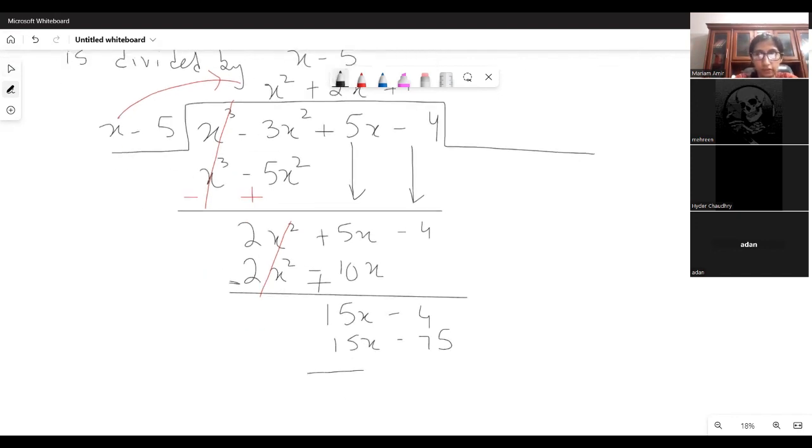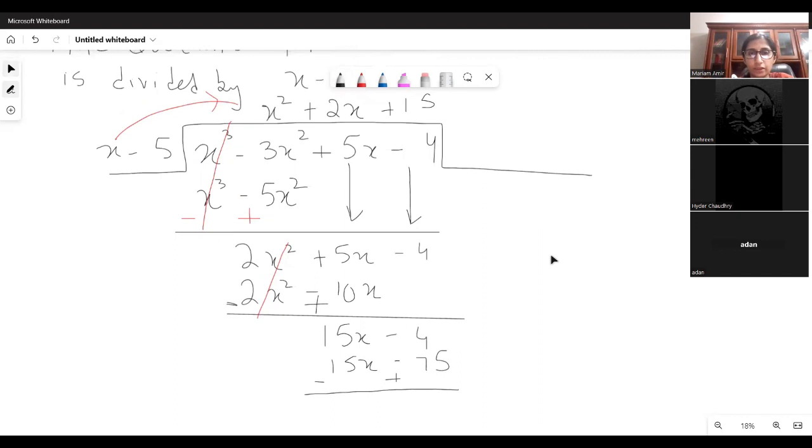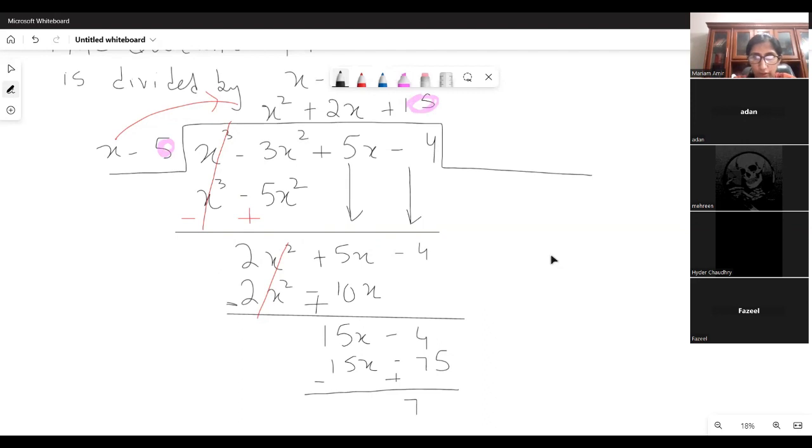So change the signs. Ma'am, why minus 75? Not 15 into 5? Oh, okay, that's right. I thought you multiplied 4 with 15 into 5, multiplying both of them, 5 and 15. Okay. So we get minus plus 71.